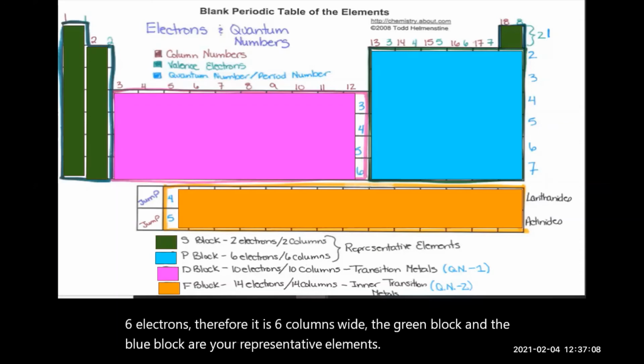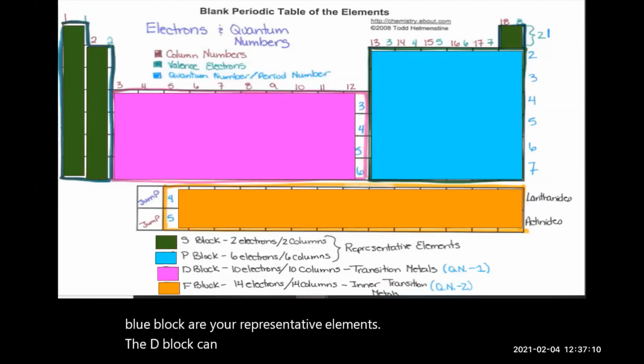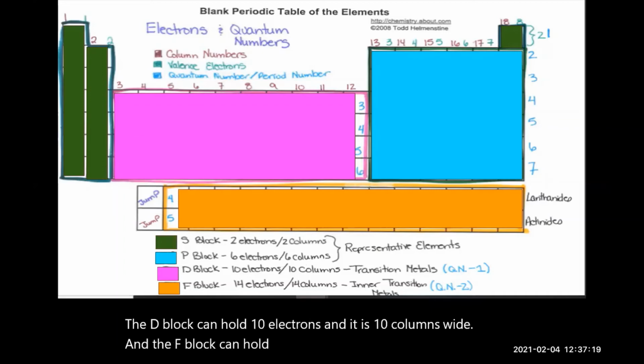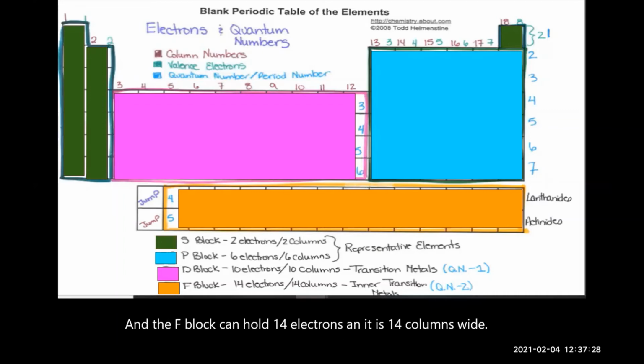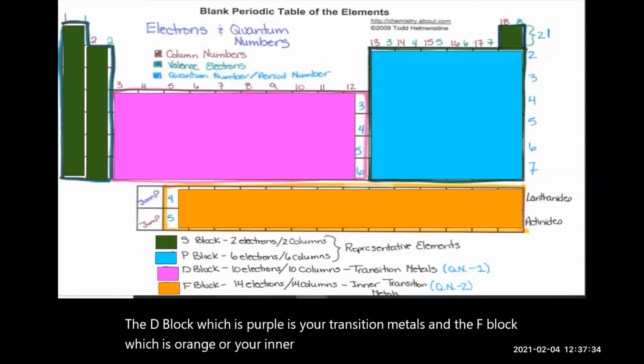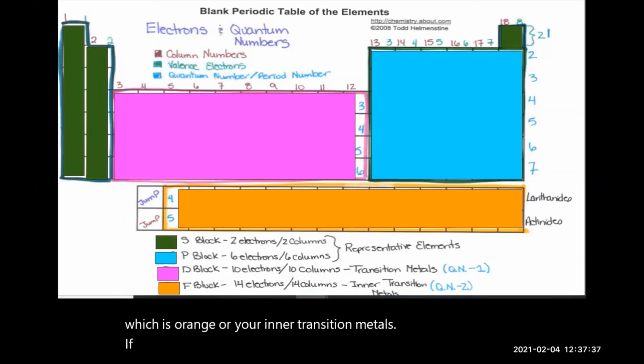The D block can hold 10 electrons, and it is 10 columns wide. And the F block can hold 14 electrons, and it is 14 columns wide. The D block, which is purple, is your transition metals, and the F block, which is orange, are your inner transition metals. If we're going to look at the quantum number, that's also your period number.